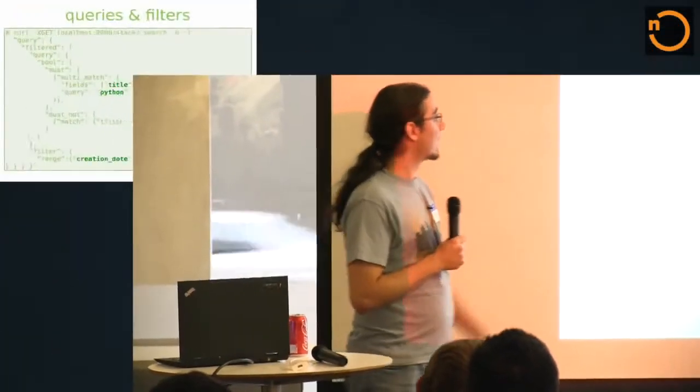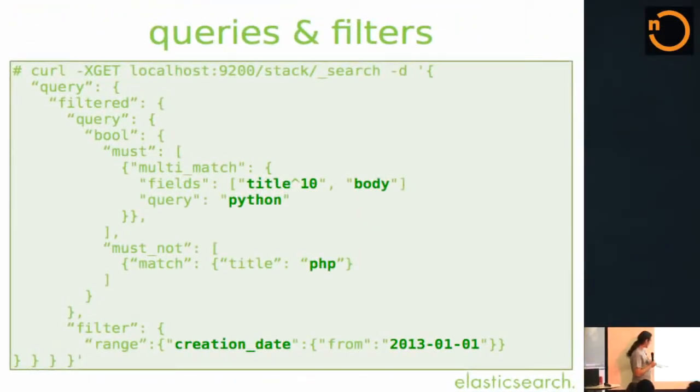So how you actually query the data is we have a query DSL built on top of your favorite data format, JSON. And this is what a typical query would look like. It's a filtered query that has a query part and a filter part. We'll talk more about the difference later. And the query is a bool query that has a must part. So it's saying that in title or body there must be Python, and it's saying must not, so in title there must not be PHP. And then we are just filtering events from this year.